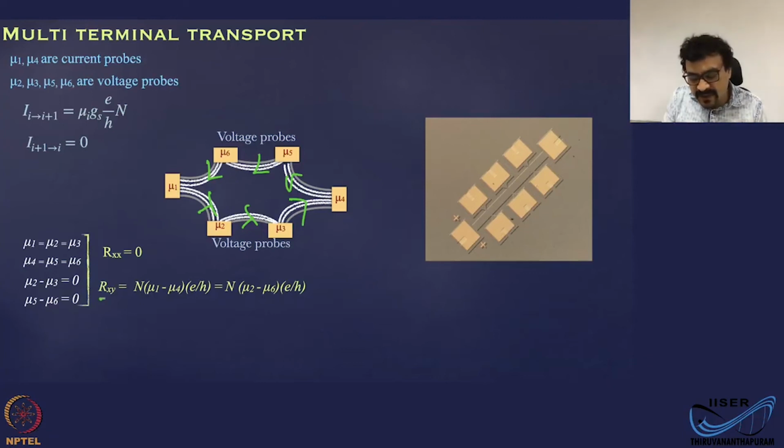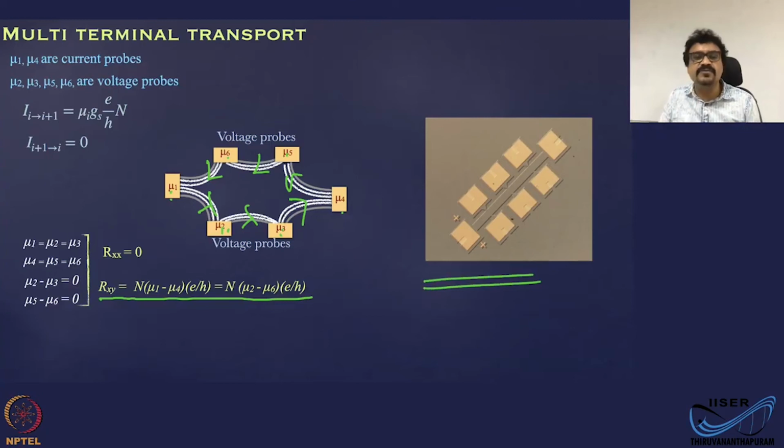Now RXY, the Hall resistance, is given by the number of channels into mu1 minus mu4. Mu1 minus mu4 is the same as mu2 minus mu6, because mu2 is the same as mu1, and which is the same as mu3 minus mu5. So mu2 minus mu6, or it is also the same as mu3 minus mu5. Okay. So this is the situation when you have multi-terminal transport.